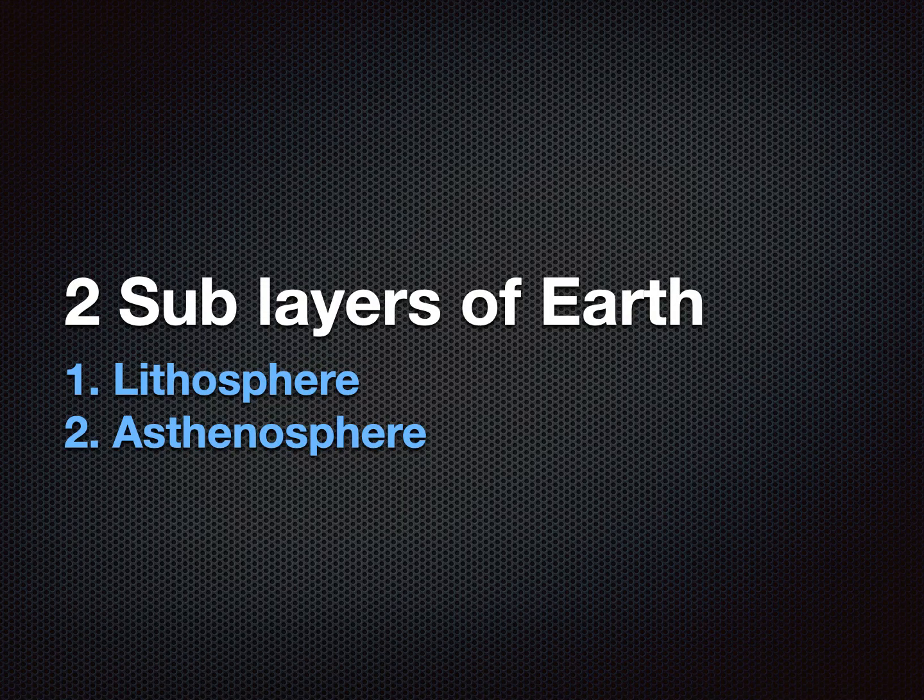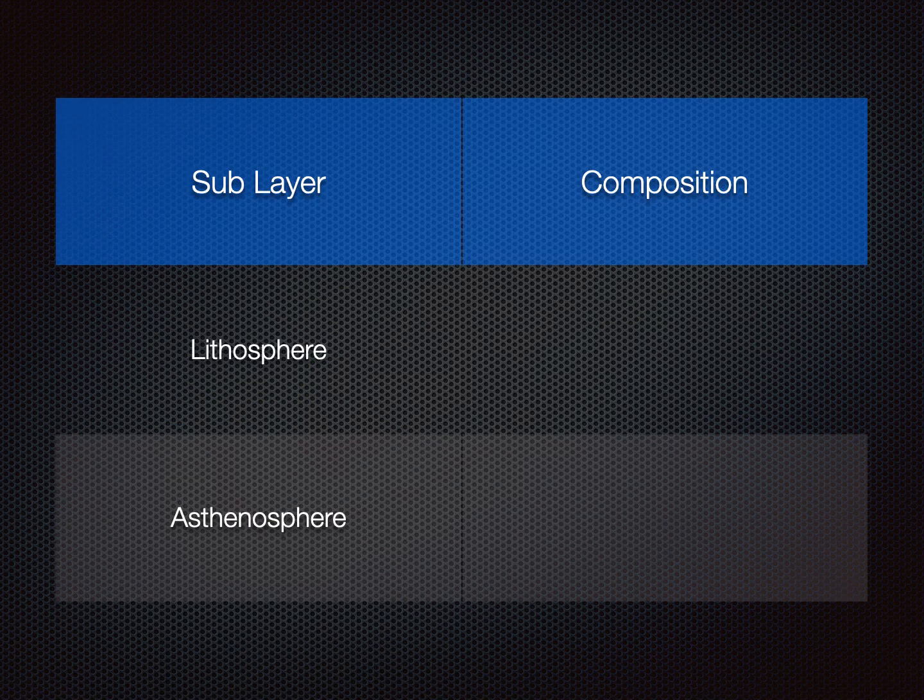Really, it is what leads into plate tectonics, is why we learn about sublayers. Okay, so we have two sublayers known as the lithosphere and the asthenosphere. And the composition of these, when I give you the composition of these, I'm going to tell you what they're made of, but in parentheses, I'm going to tell you where they're located.